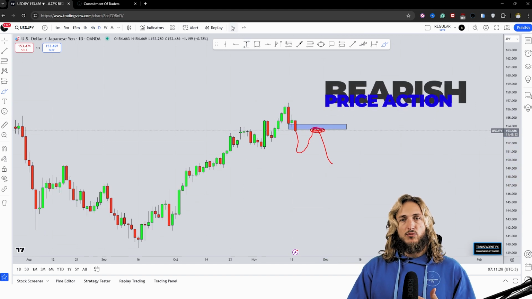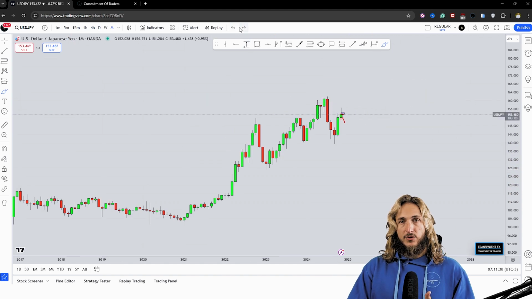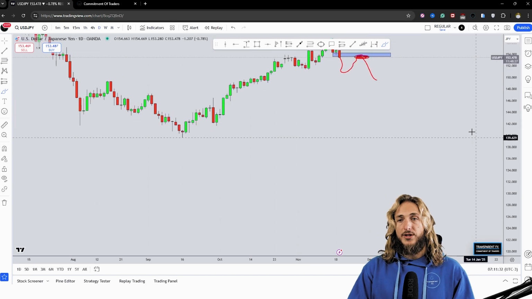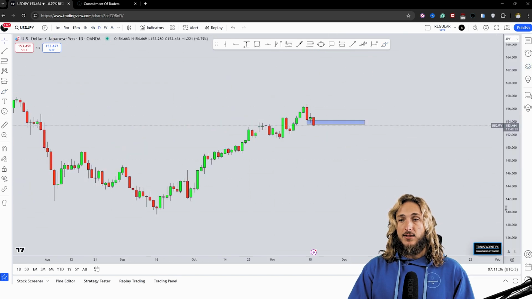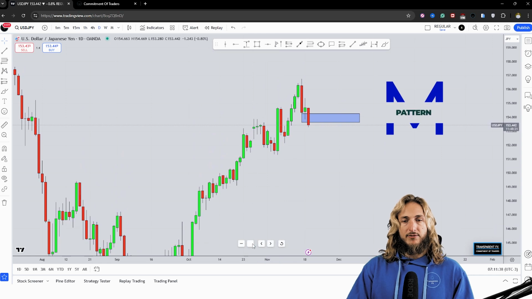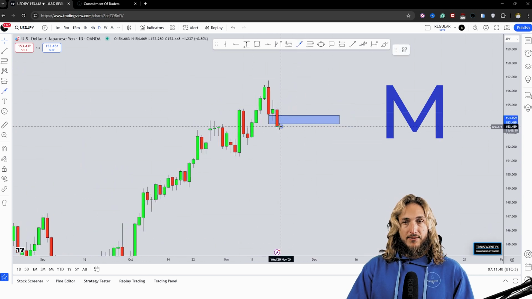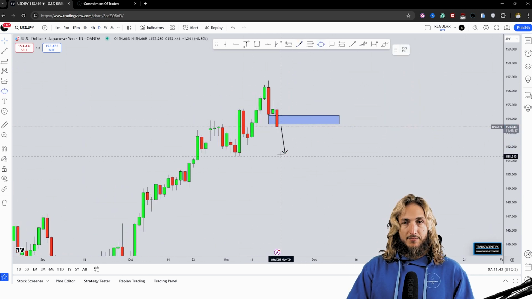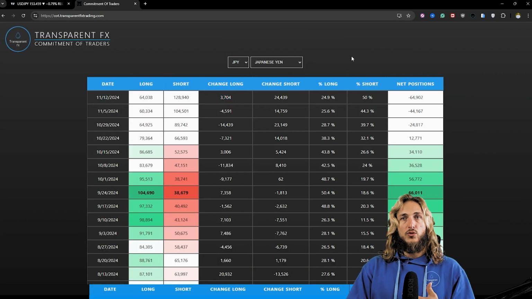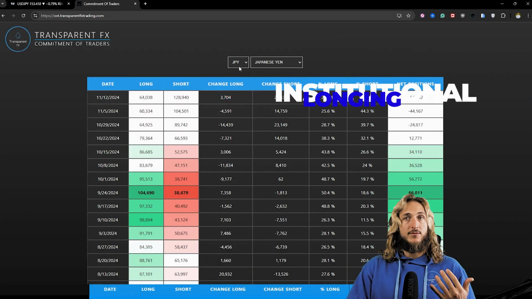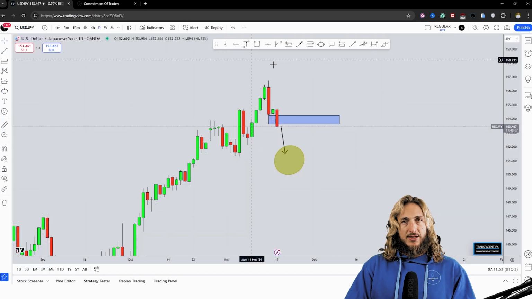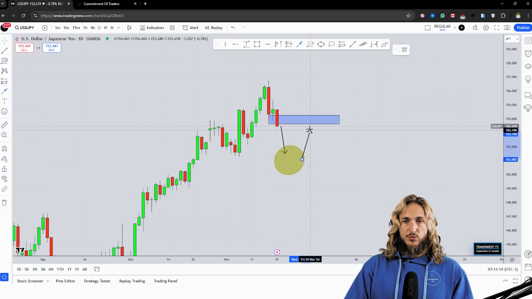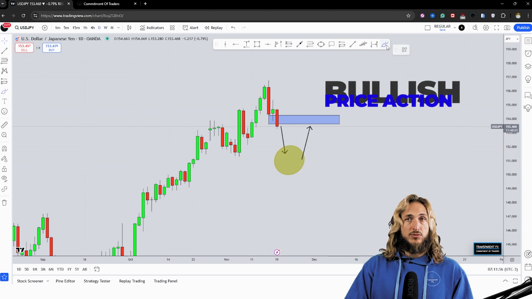However, let's approach the situation one at a time. First, what the market would need to do in this kind of situation is go and complete the M pattern after having created it. So if the market here will create this M pattern, we are still in a situation where institutions have moved aggressively to the bearish side for the JPY, so to the bullish side for USDJPY. So there is definitely the possibility of seeing this potential rejection to the upside and completion at the neckline.